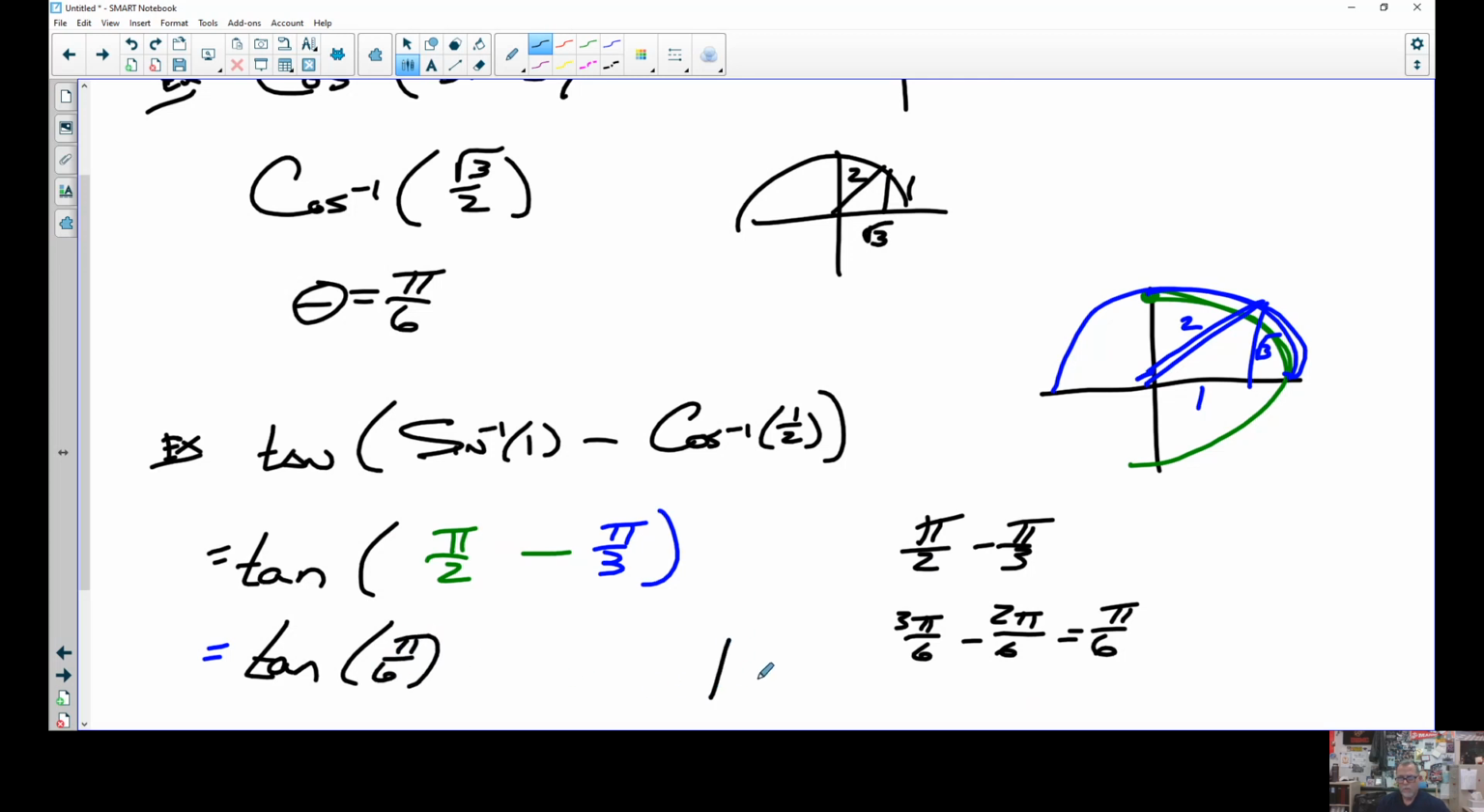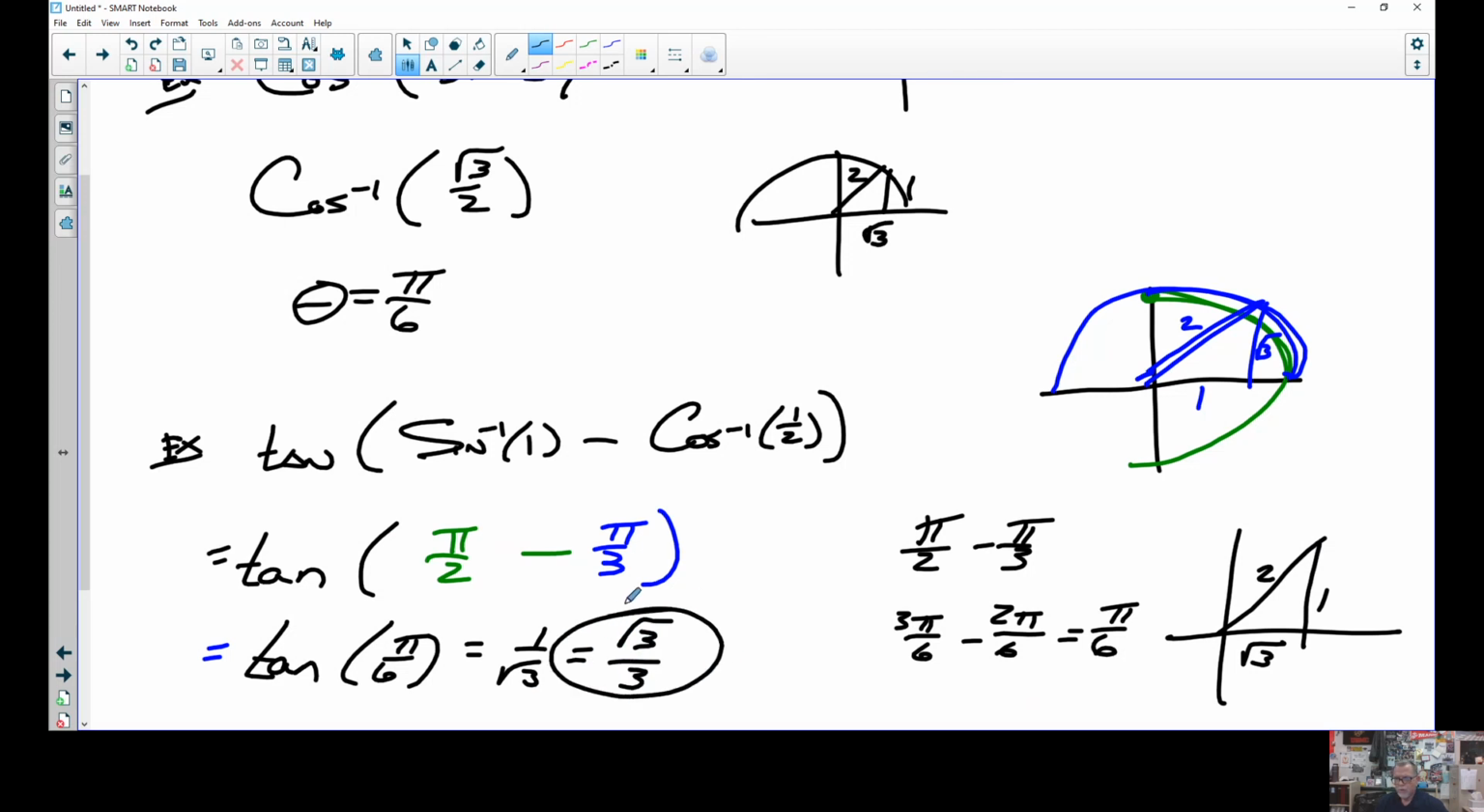So what is the tangent of pi over 6? Well, pi over 6 is this, where I've got, I drew that way too small. Tangent pi over 6 is going to be where I have root 3, 1, and 2, right? That's our positive pi over 6. I'm sorry, it's pi over 6, not pi over 3. These are reversed. Tangent pi over 6 is going to be, this is 1, this is root 3. And so our tangent is going to be 1 over root 3, which equals root 3 over 3. And there's our solution.